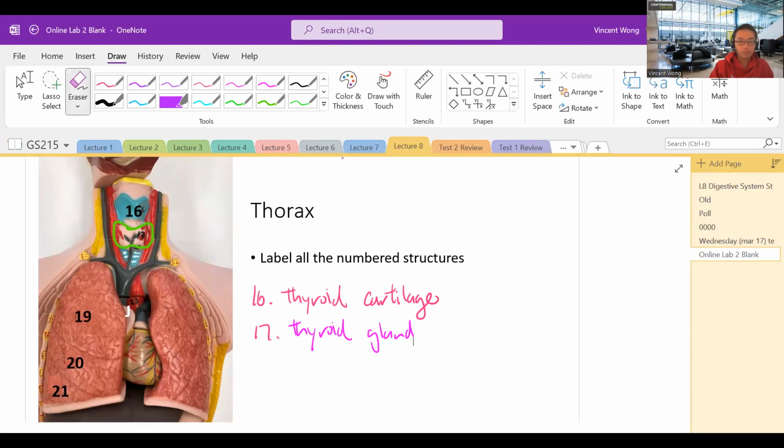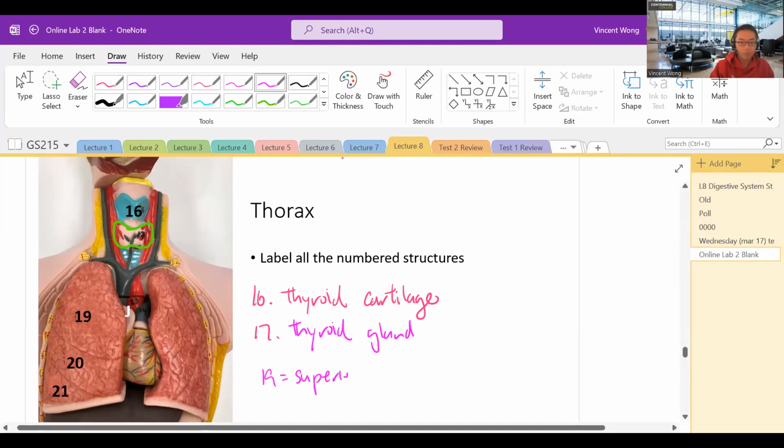19, 20, 21. 19 is superior lobe of the lung. 20 is the middle lobe. And then 21 is the inferior lobe. Okay. You have 3 lobes on the right side, only 2 lobes on the left.